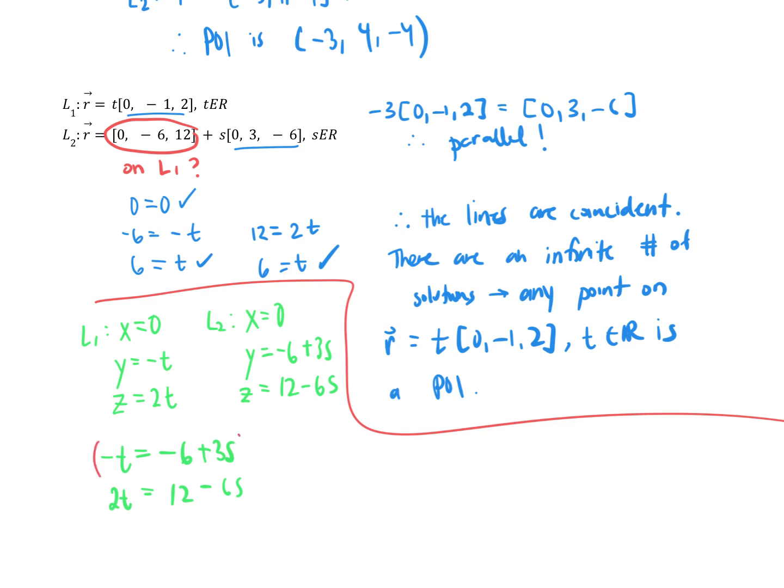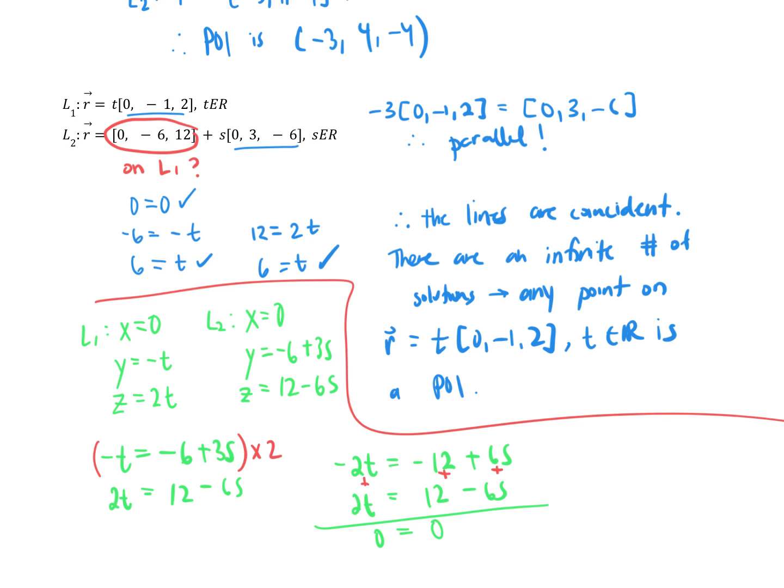I'm not going to rearrange it. I'm just going to double the first one, so that I have -2t equals -12 plus 6s. And you might already notice things are matching quite a bit. So add the lines. And when I do that, I get 0 equals 0 and 0.